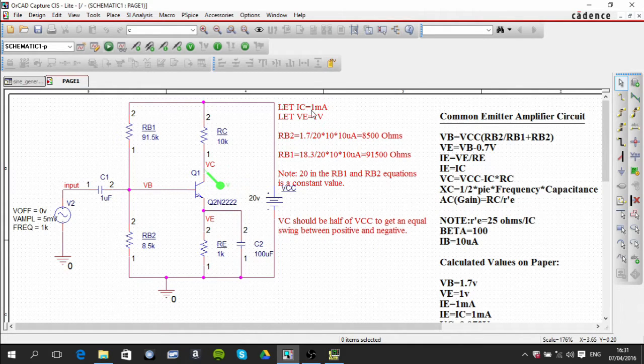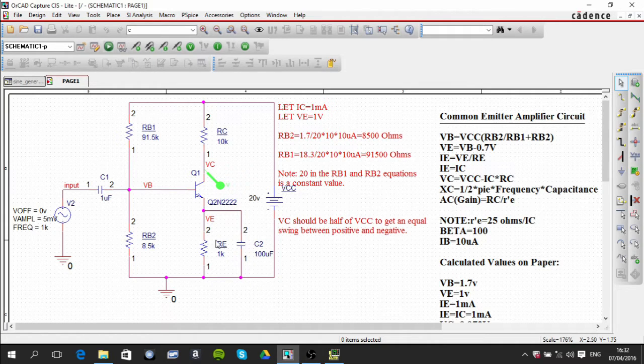The first thing you do is let the collector current equal 1 milliamp, because we want the collector voltage to be about 10 volts, which is half VCC. Therefore, the collector resistor should be 10 kilo ohms. If the emitter voltage is 1 volt, and we know there's 1 milliamp flowing through here, then the emitter resistor should be 1 kilo ohm.